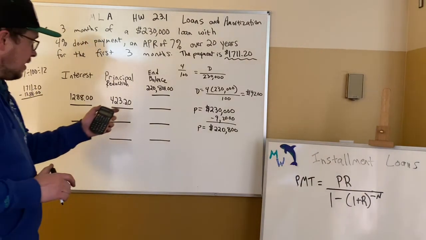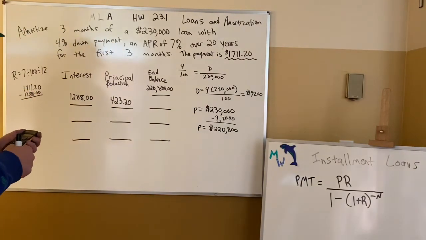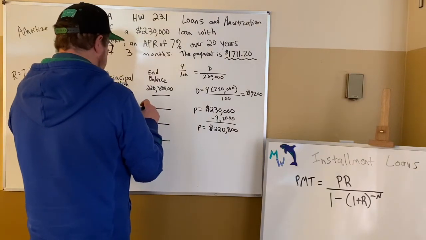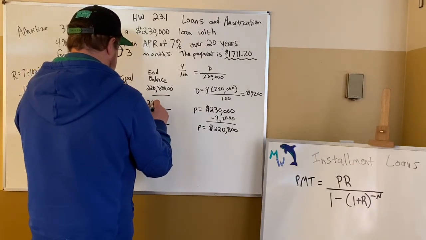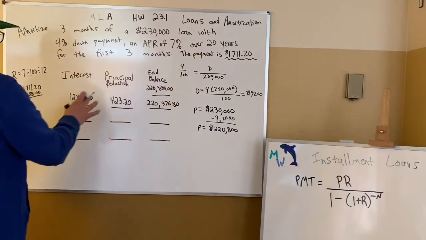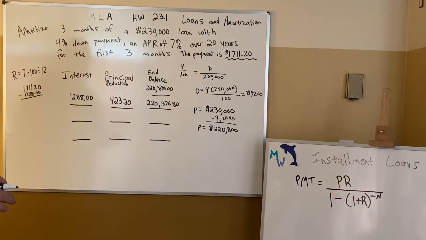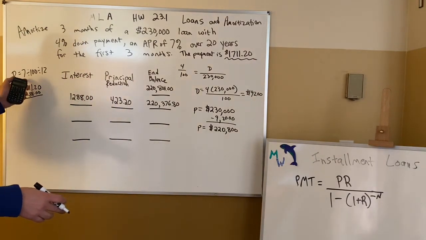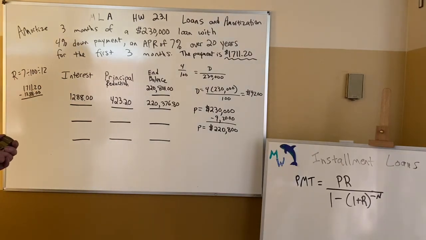Now I'm going to take this number minus that number. To get lower than the old 220,800, I'm now going to have 220,376.80. That is going to lead me into my next interest. Take that number that sits on my calculator now, down to the nearest penny, multiply it by 7, divide by 100 for percent, and divide by 12 for monthly, and that equals 1285.53.